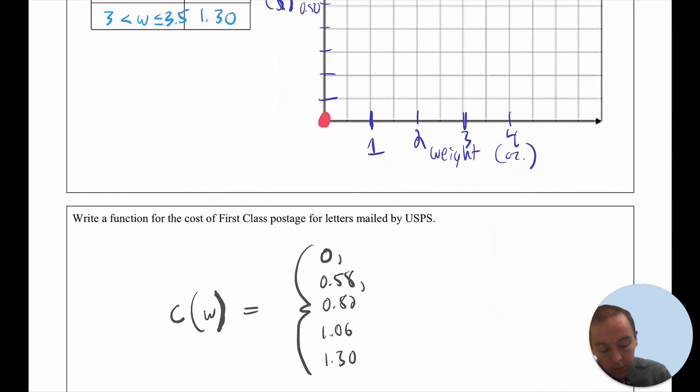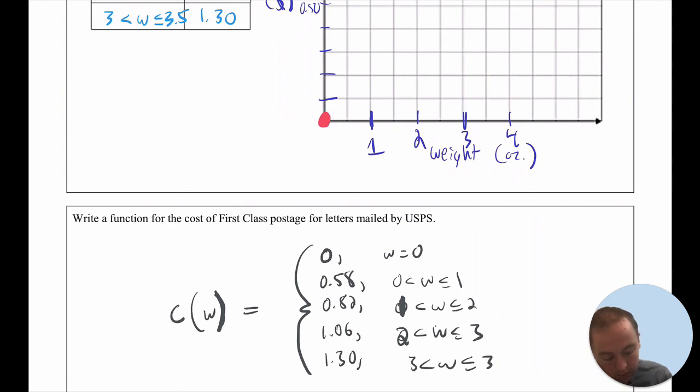So we want to specify when, or for which w's, it will actually equal each of these numbers. So I put commas to separate, and I'm going to say that when w equals 0, then we do have a cost of 0. And then when w is between 0 and 1, excluding 0 but including 1, and then just going off what we just did previously, let's see, that should be a 1, that should be a 2, and then from 3 to 3.5. There we go.